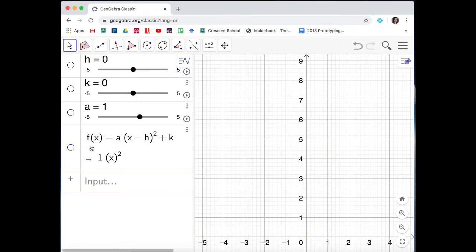So here I've actually input my, don't worry about the f of x, we can just assume that is y. I've put in my quadratic, and using these, what we call sliders, I've currently set my A value to 1, my H value to 0, and my K value to 0 as well. So I'm going to graph this, and obviously it looks nicer than my pen on my iPad.